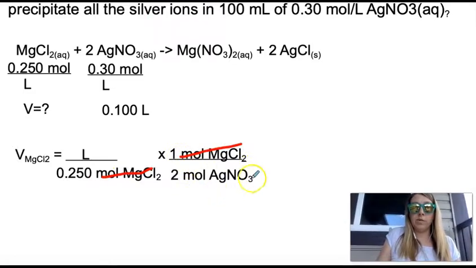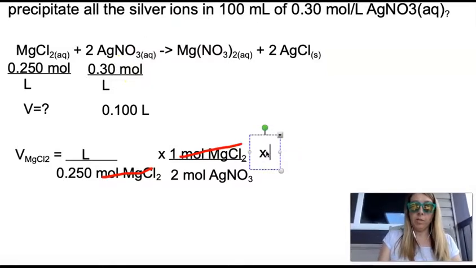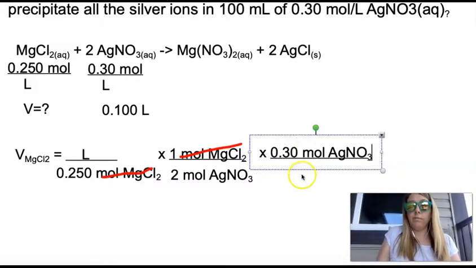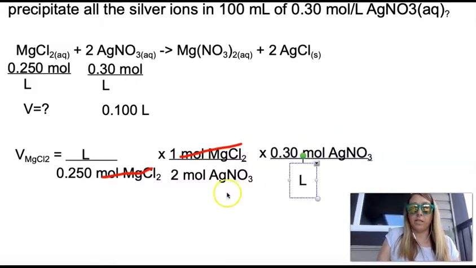Okay, next unit to get rid of is this one here, the moles of silver nitrate. So look at silver nitrate, this has moles. To cancel the moles, it needs to go on the top. It's already on the top, so we're going to do times 0.30 moles AgNO3, and that's going to be per liter. Okay, so now we've canceled out moles of AgNO3.